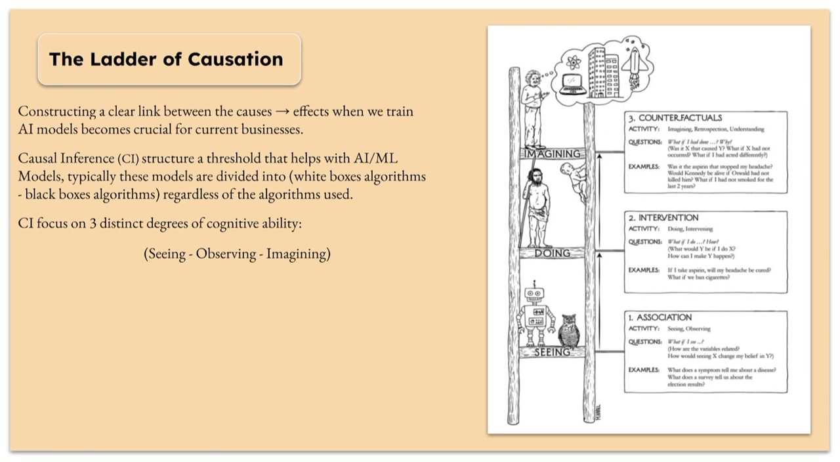Typically, these models are divided into white box algorithms and black box algorithms. Black box algorithms such as XGBoost or CatBoost. White boxes can be linear regression because we can interpret the results of the linear regression model, regardless of the algorithms used. CI focuses on 3 distinct degrees of cognitive ability: seeing, observing, and imagining. So the ladder of causation helps us to understand both the direct and indirect variables that influence a target variable.